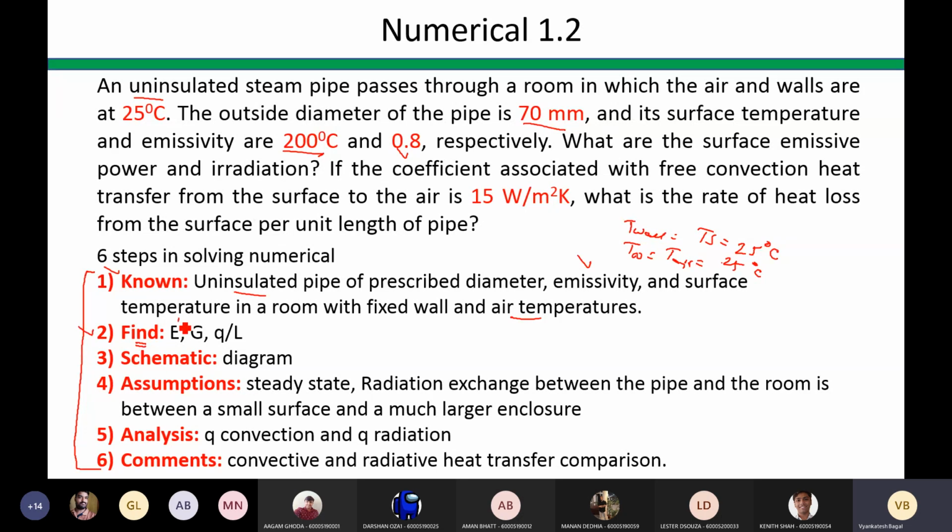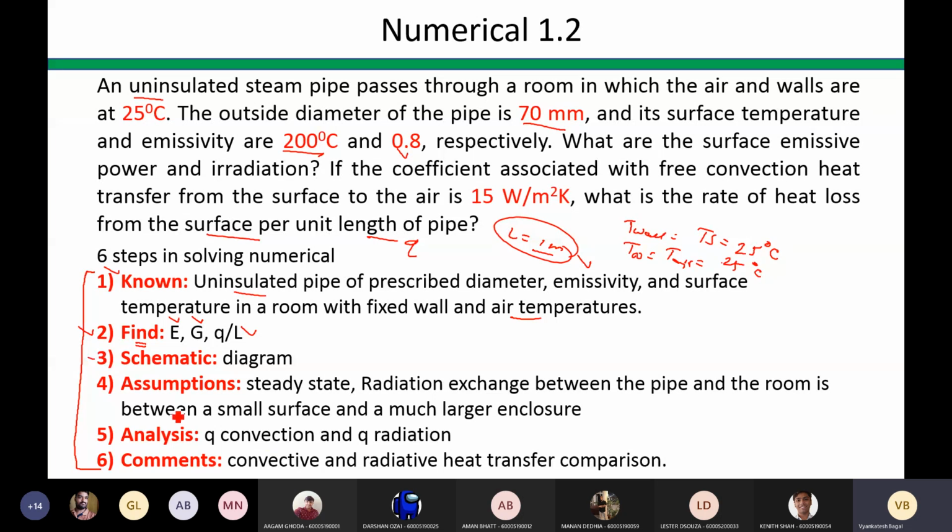So they have asked you to find the emissive power from the surface, or surface emissive power, then the irradiation, capital G, and we know irradiation is what? It is the total incident radiation falling on the surface per unit area, right? And the last thing they have asked you to find out is the rate of heat loss from the surface per unit length of the pipe. So for 1 meter length of the pipe, what will be Q? Or you can simply find out what is Q by L, the heat transfer rate per unit length, right?